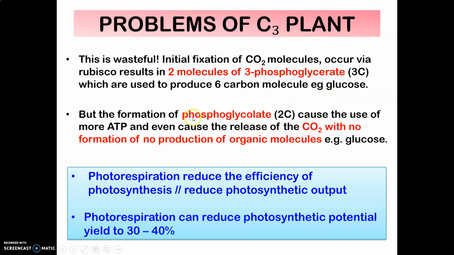But the formation of phosphoglycolate, 2 carbon, causes the use of more ATP for the breakdown of 2-phosphoglycolate and even cause the release of carbon dioxide with no formation of organic molecule. Carbon dioxide pula dia release instead of dia digunakan. Okay? Means dia keluar. Dia tidak digunakan instead of dia digunakan dalam Calvin cycle. Okay? So dia merugikan. Okay? Sebab tidak ada formation of glucose.